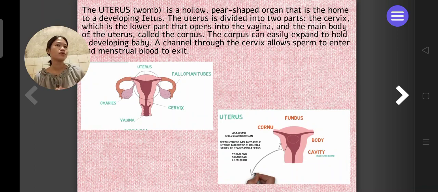And the uterus, or kung tawagin ay womb, is a hollow, pear-shaped organ that is the home to a developing fetus. So, the uterus is divided into 2 parts: the cervix, which is the lower part that opens into the vagina, and the main body called the corpus. The corpus can easily expand to hold the developing baby. A channel through the cervix allows sperm to enter and menstrual blood to exit.